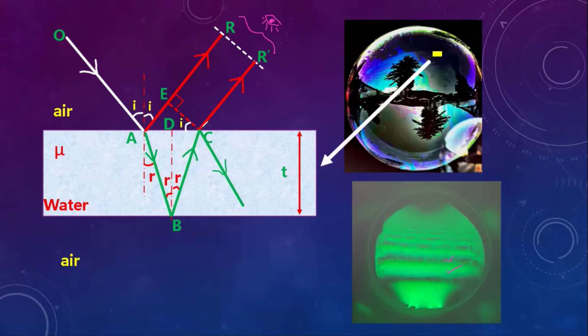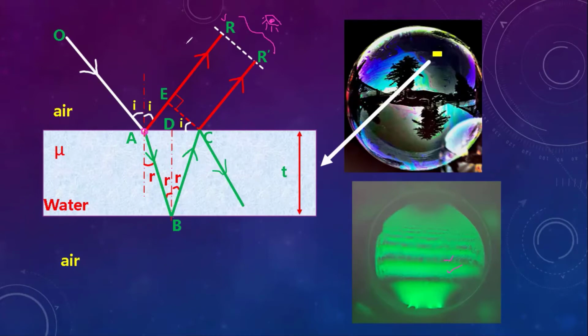What does the path difference mean? If you draw a normal here, then this is the extra length traveled by this light ray. But what is the path difference between these two light rays? For example, one light ray reaches from this point to this point, R. And another light ray is not just coming from here. It originated from here only. From here to here it traveled, again from here to here, again here to here it traveled.